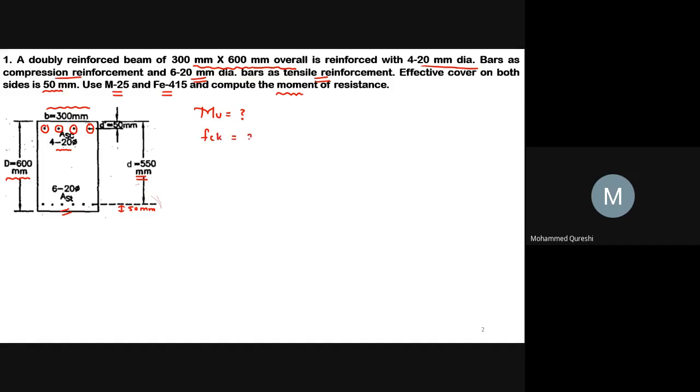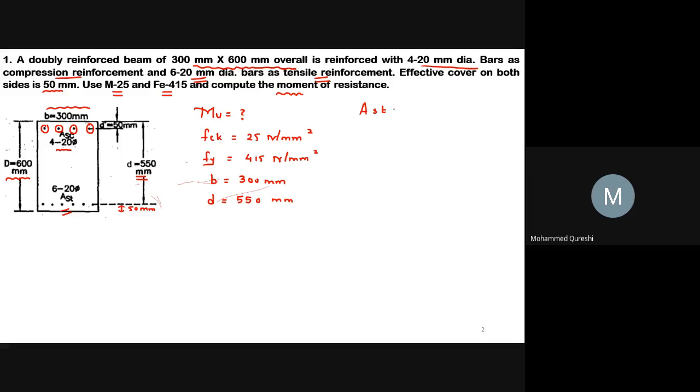So first of all we will write the given data. FCK is given as 25 Newton per mm square. Fy is given as 415 Newton per mm square. Here B is given as 300 mm and small d, effective depth, we had calculated as 550 mm.